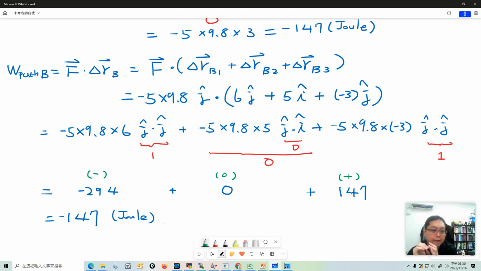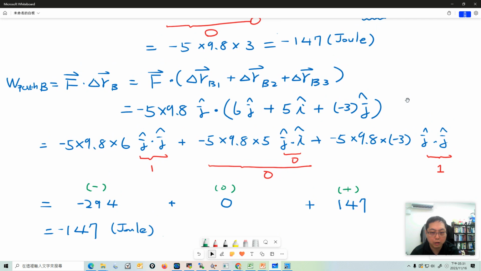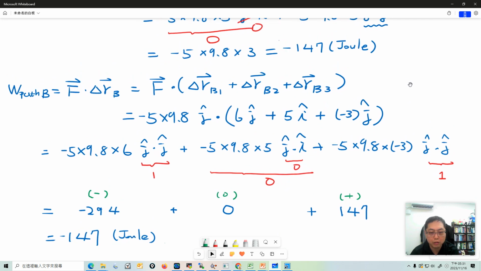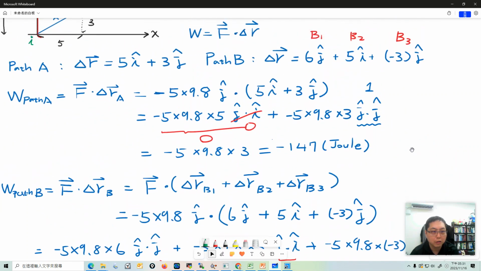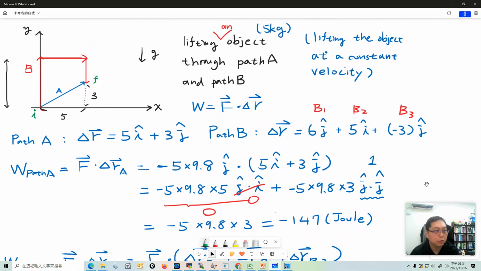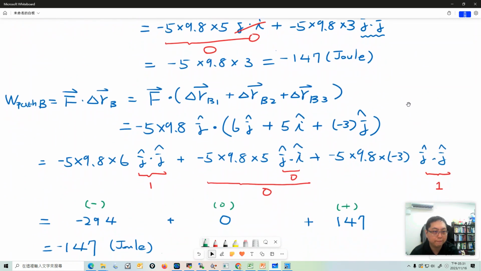In the next video, I will do an example on the friction force. Friction force, you know, is path dependent and it's always negative, doing negative work. So here's another example for the conservative force. I hope you know the features of a conservative force. It's a very simple proof, and I hope you understand.